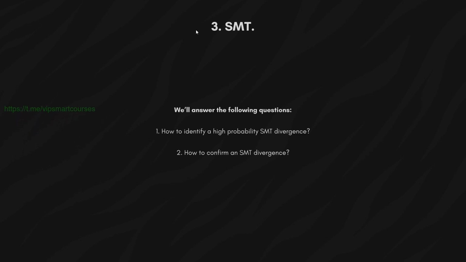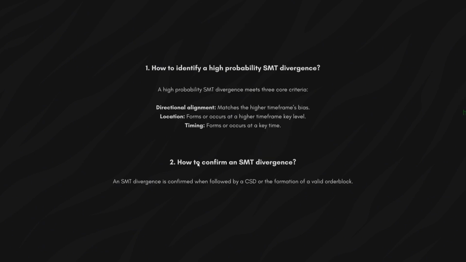Next up, we will talk about SMT divergences, and we will be answering two important questions regarding them. Number one, how to identify a high probability SMT divergence, and number two, how to confirm an SMT divergence. These are two important questions that you must be aware of. So first, let's talk about how to identify a high probability SMT divergence.